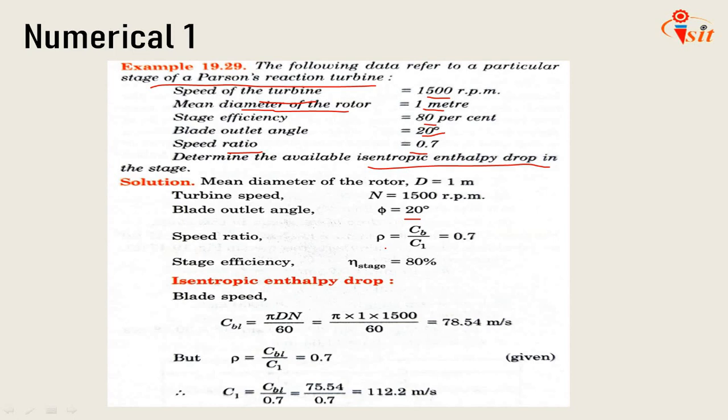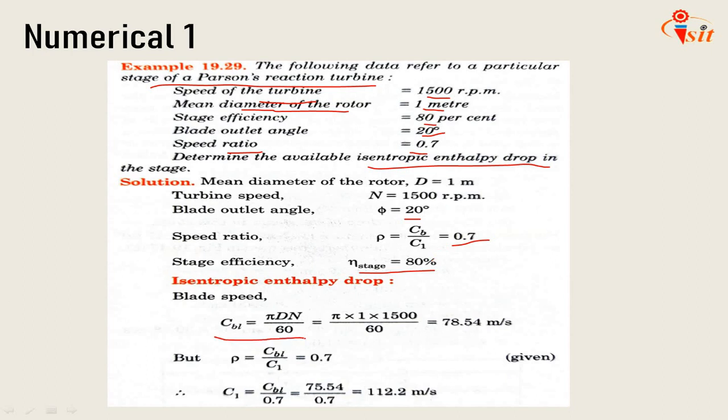The speed ratio is given, that is rho = Cb/C1 = 0.7. The stage efficiency is 80%. So we need to calculate the isentropic enthalpy drop. Before calculating the isentropic enthalpy drop, we need to use the stage efficiency, and before that we need to calculate the blade speed.